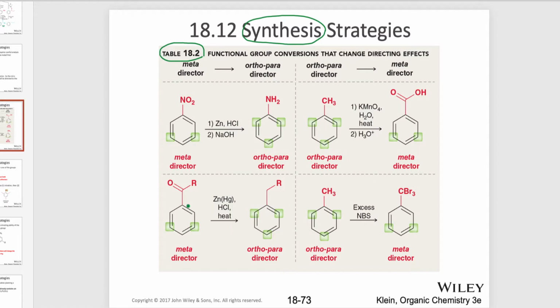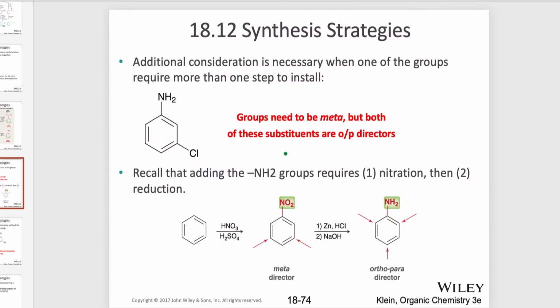And then here we have another example, the reduction of an electron withdrawing group to an electron donating group, and then here the same thing over again. This is where our understanding of electronic placement and their effects will be very powerful to help us with mechanisms and overall reaction outcomes. Along the lines of synthetic strategies, here are some additional considerations. So groups need to be meta, but both of these are ortho-para directors. So what are our options?